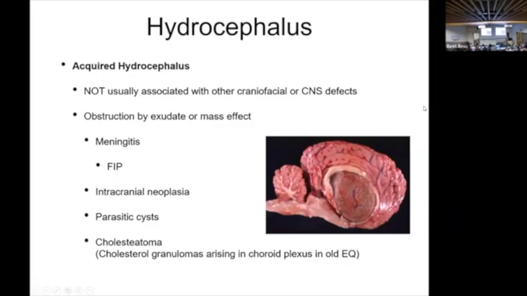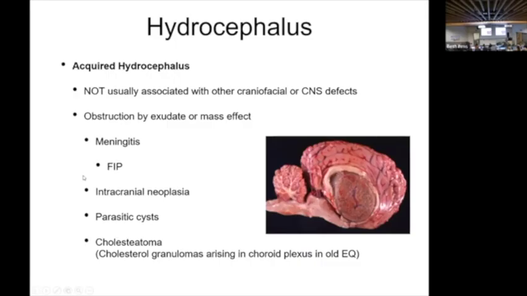All right, acquired hydrocephalus, also very common, not usually associated with other craniofacial defects. And this is the result of obstruction, but instead of stenosis, it's by either an exudate or a mass effect most commonly. So any kind of meningitis where you've got exudate kind of driven into your ventricles. FIP is a big one.